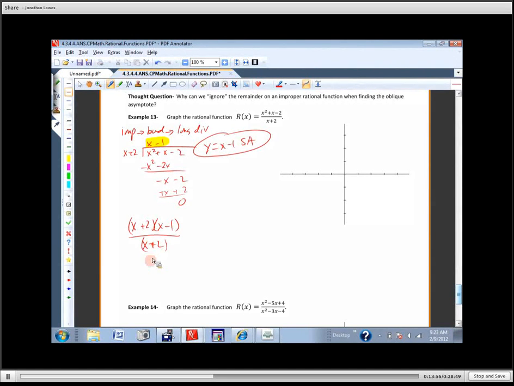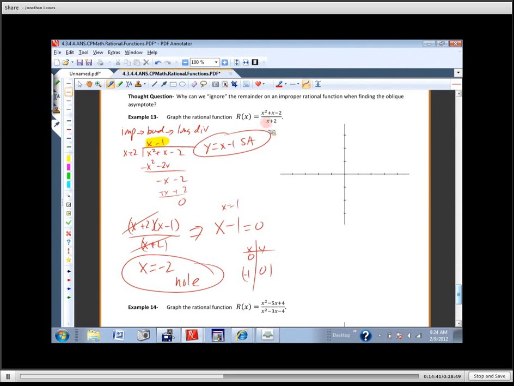Now, when we've got it right here, what's the domain issue? We can't ignore that. What number can we not plug in? Negative 2. Does it cancel? Yes, it does. So what is this? It's a hole. Okay? So what's the simplified version? The simplified version is x minus 1. When does that equal 0? When x equals 1. Okay? So we've got one x-intercept. Oops, negative 1.